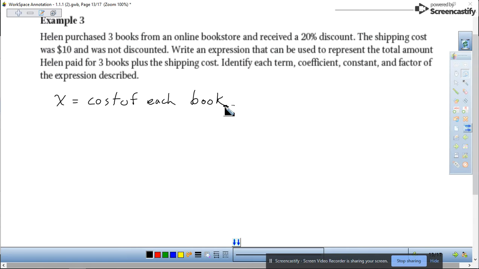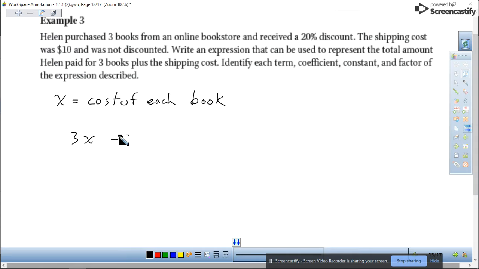All right. Now let's start building our expression around that. So how many of those books did she buy? Well, she bought 3 of them. So 3 groups of X, or 3X. Okay, it's a good start. Well, what else do we know about the book purchases? We know that the total price of all that was discounted 20%. Well, discount means you're taking it away from the total cost. So we're subtracting 20% of 3X.